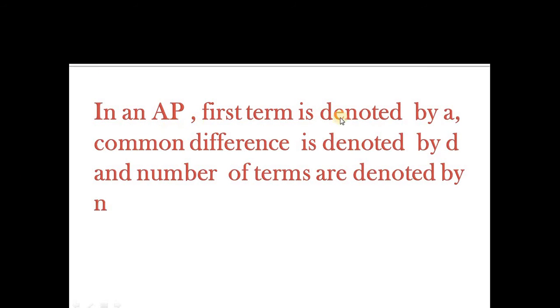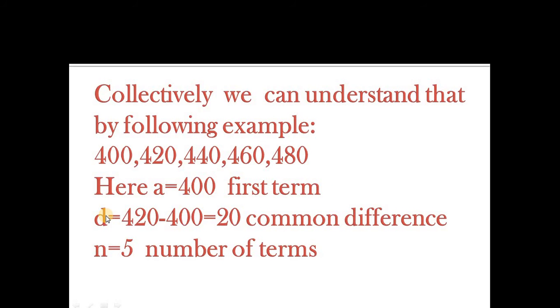In an AP, the first term is denoted by a, the common difference is denoted by d, and the number of terms is denoted by n. Collectively we can understand the terminology with one finite AP: 400, 420, 440, 460, 480. So a is equal to 400, the first term, and d is equal to 420 minus 400, which is 20, the common difference.